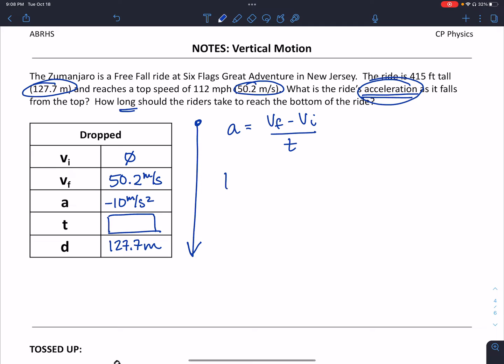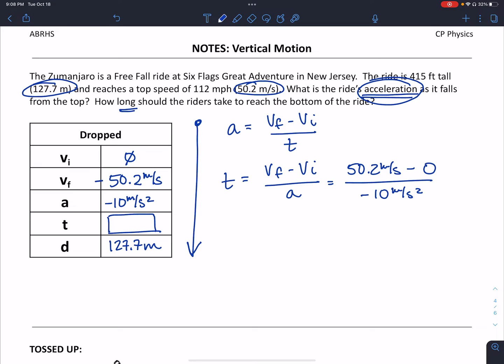All right, where I solve for time. So that's going to be equal to v final minus v initial over acceleration. And in this case, 50.2 meters per second minus 0 over negative 10 meters per second squared. Now, I should say that because the object's falling, the initial velocity also should be 0.